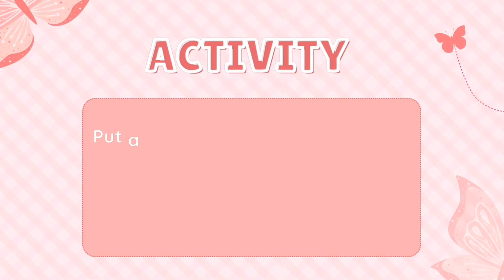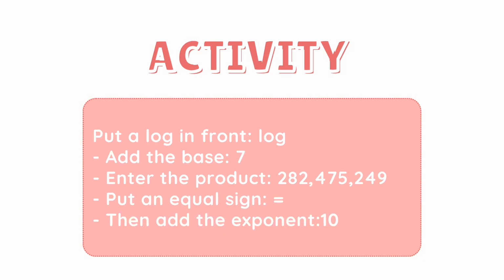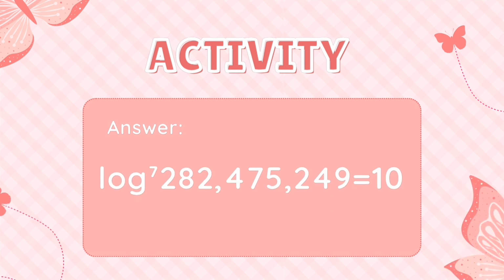So here are the steps that we need to follow. Put a log in front, then the base, which is 7. Enter the product, put an equal sign, then add the exponent. The exponent is 10. So let's combine them. The answer is log base 7 of 282,475,249 equals 10.